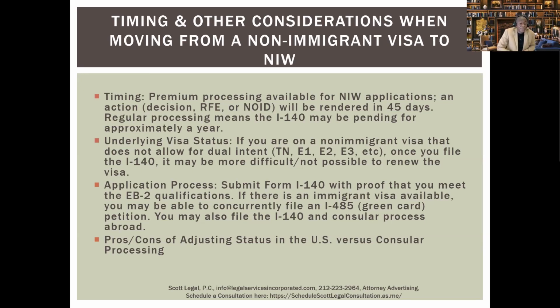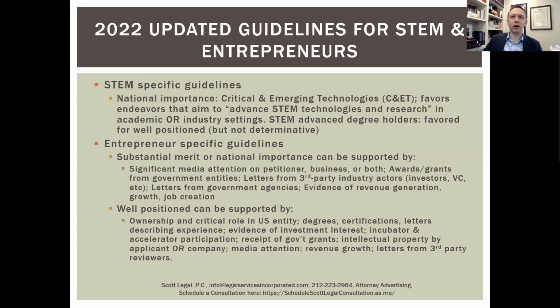So as long as the spouse and children under 21 can join in the green card process with the main applicant. Perfect. So let's go ahead and move on to updates for STEM and entrepreneurs.